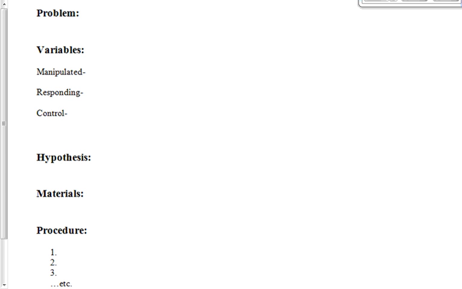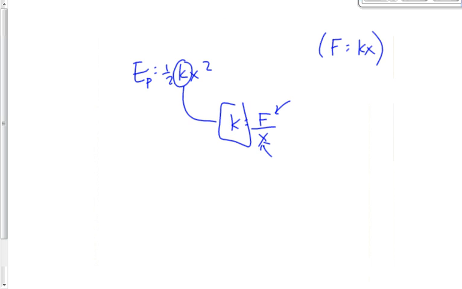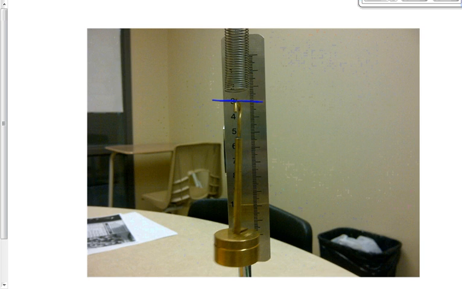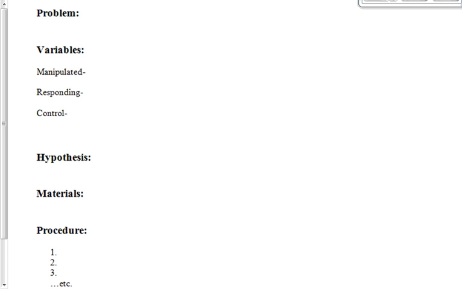What's my problem here? What am I trying to do here? Yep. Trying to find the spring constant of a particular spring. Remember, we phrase our problem in the form of a question. So we're not going to say the problem is to find the spring constant. The problem would be, what is the spring constant of a particular spring used in the activity?